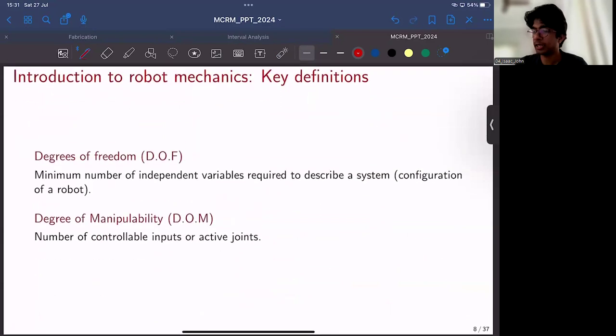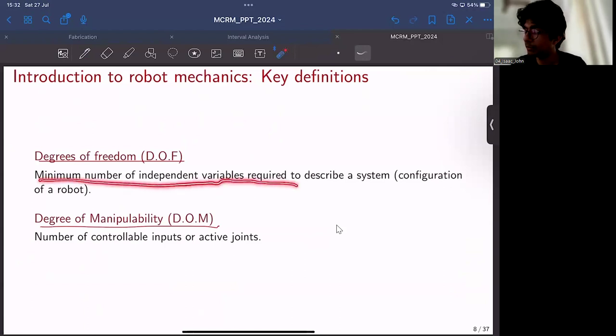And other key terms that we would be revisiting a lot during these sessions are, the first one being the degree of freedom, and the second one being the degree of manipulability. And I suppose you would know this. Degree of freedom is nothing but the minimum number of independent variables required to describe a system. Or in essence, description of a system essentially means describing the configuration of the robot. And degree of manipulability basically is the number of controllable inputs or active joints.